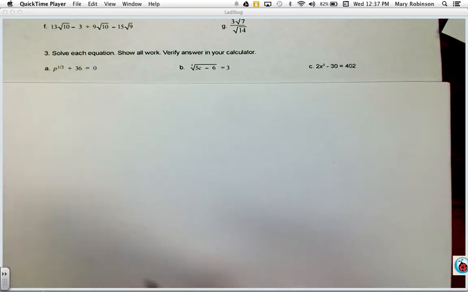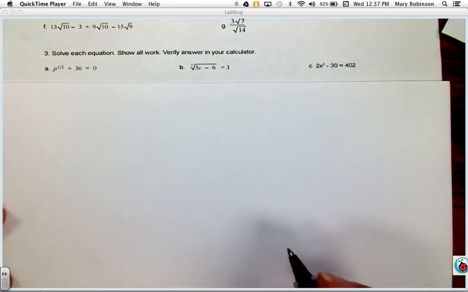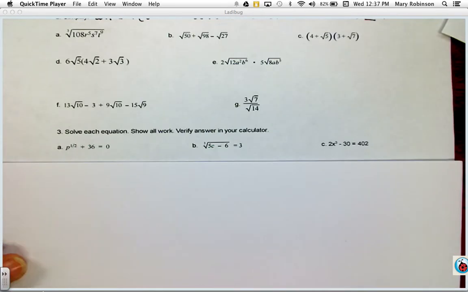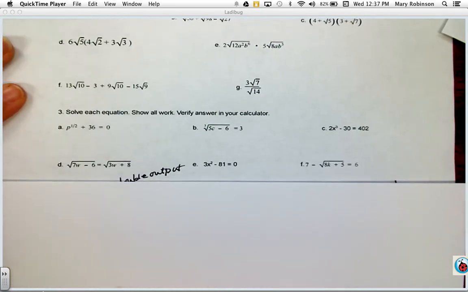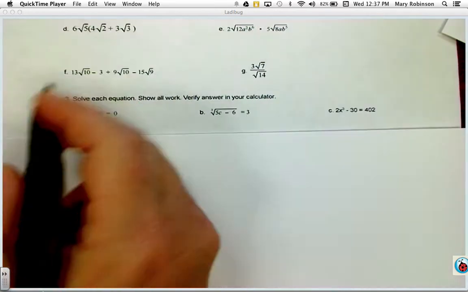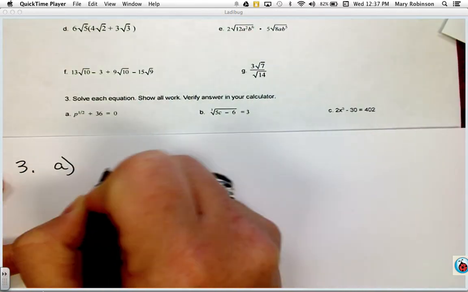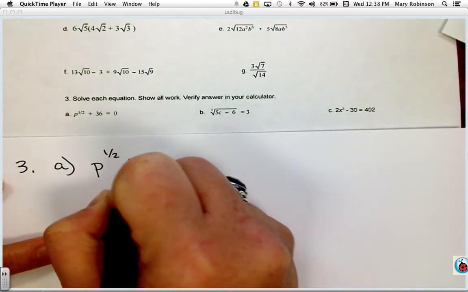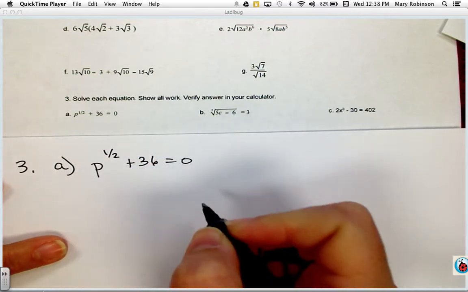This next video is a continuation of the Standard Test 3 review on radical and rational expressions, equations, and functions. And we're going to pick up with problem 3 and start with A. So our equation is p to the 1/2 plus 36 is equal to 0.